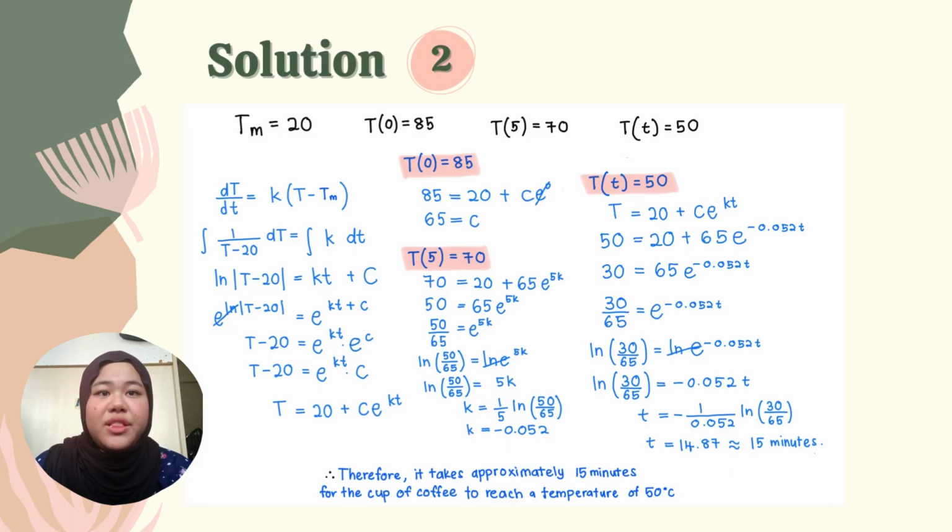And now we are left with T of t equals 50. We will substitute into the same equation and substitute all the other information we also have, which is k and C, and we will simplify all the steps and we will get the time, which is t equals 14.87, and we will round off to 15 minutes. And therefore, it takes approximately 15 minutes for the cup of coffee to reach a temperature of 50 degrees Celsius.